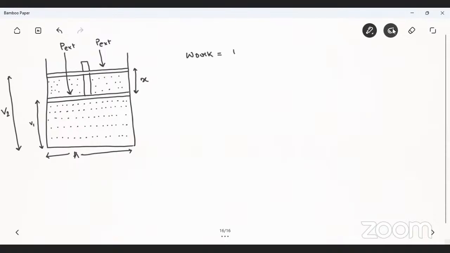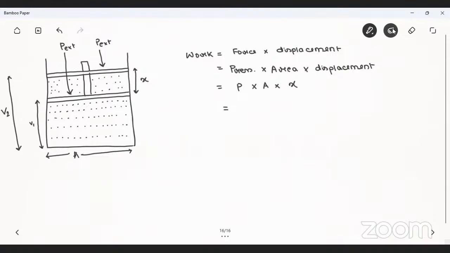So what is work? In your physics, you know that work is force into displacement. And what is force? Force is equal to pressure into area. The displacement remains as displacement. So if I substitute, pressure is P, area is A, and the displacement is X.